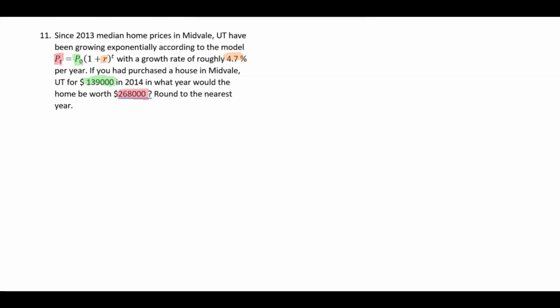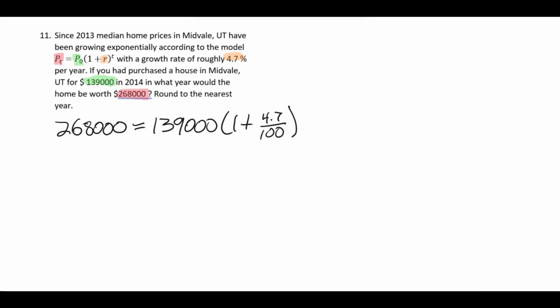So putting all the information in, we have 268,000 equals 139,000 times 1 plus, now the rate is 4.7%, so I'm going to do a divide by 100. That way I don't have to worry about moving decimal places in my head. I just let the calculator do it.